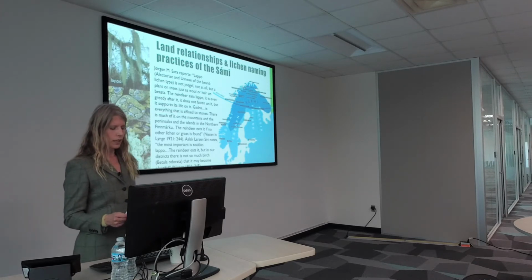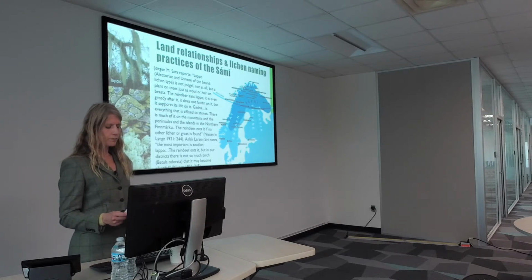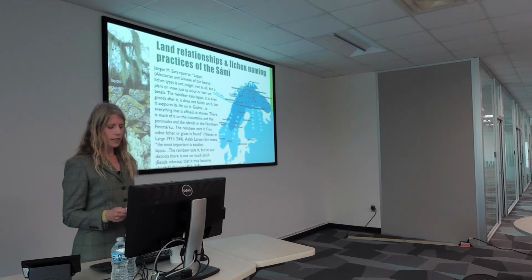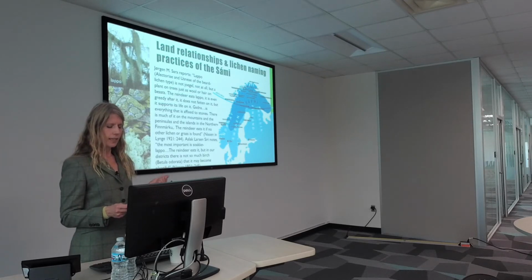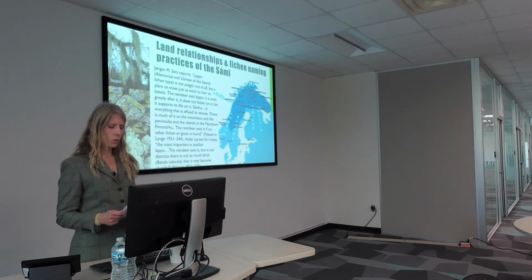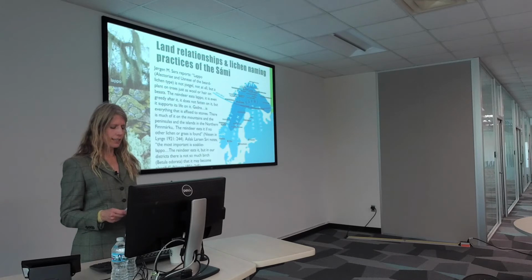So this is from a prospectus in 1921 talking to one of the Sami, Jorgen Sara, who reports that Lapo, an older name, but a kind of beard type lichen, is not what they call yogel. Not at all, but a plant on trees, just as wool or hair on beasts. The reindeer eats Lapo and is actually greedy after it. It does not fatten on it, but it supports its life.